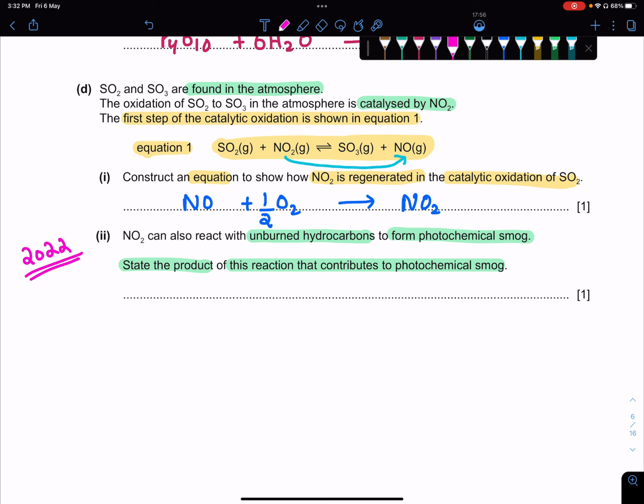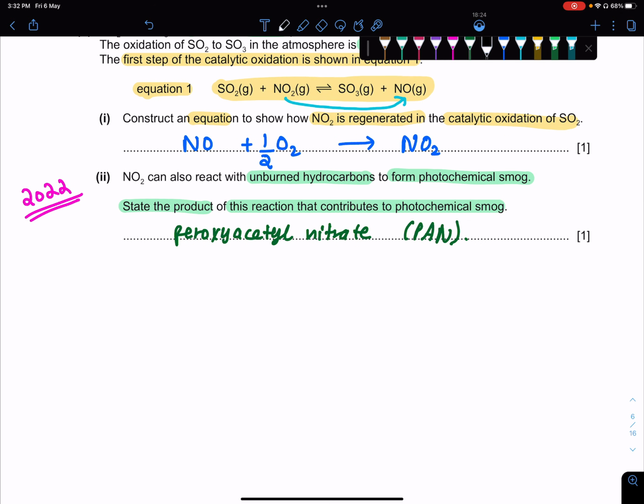Before, when they asked what the photochemical smoke is, we used to say nitrogen dioxide, but actually nitrogen dioxide reacts with some unburned hydrocarbons to form the photochemical smoke. So the actual compound that contributes to the photochemical smoke is the product of the reaction of NO2 and the unburned hydrocarbon. The name is peroxyacetyl nitrate, or you can also write PAN nitrate. They will never ask you the structure of this. You just need to remember the name of the product of the photochemical smoke.